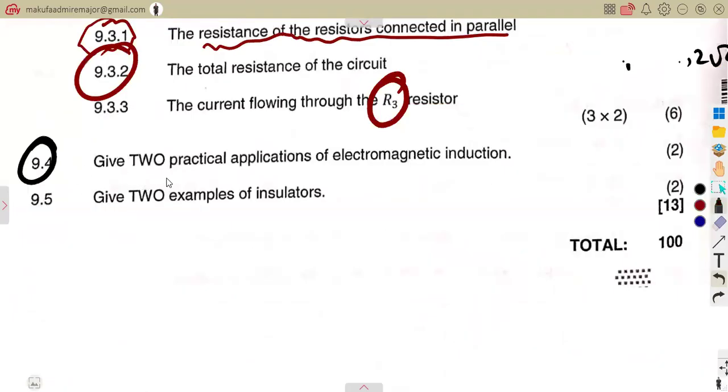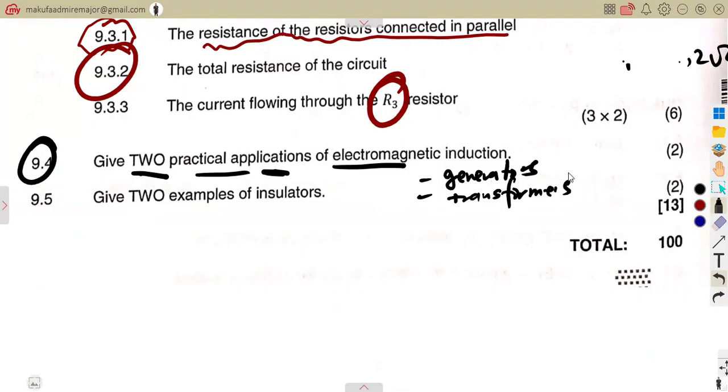9.4, we are asked to give 2 practical applications of electromagnetic induction in practice. Where do we apply this? Remember, you can use this in the application of generators and transformers. You can have this in transformers. We can have this in electric motors also. These are applications that we can consider in our syllabus.